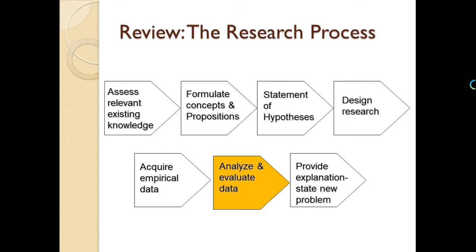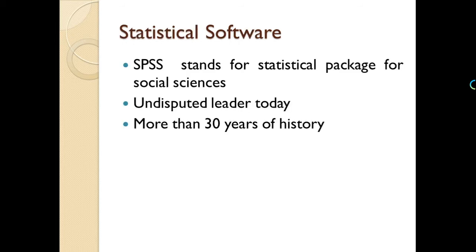To recap the research process, we had already seen 5 steps, and then we had already started with step 6 called analyze and evaluate data. And in step 6, we had learned how to prepare a code book and then a master sheet. And today we are going to see the software in which we are going to enter the code book and the master sheet. And in order to do so, let's have a quick introduction to the statistical software.